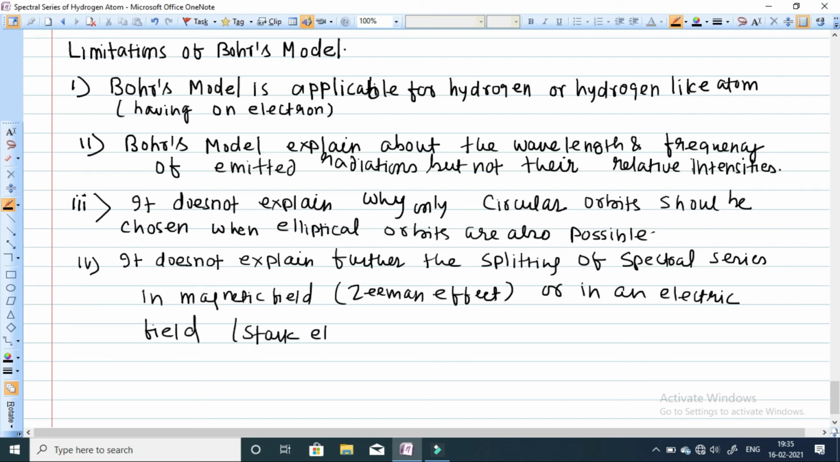So these are the main four limitations of Bohr's model, and this is all from this whole chapter. Hopefully you have understood.